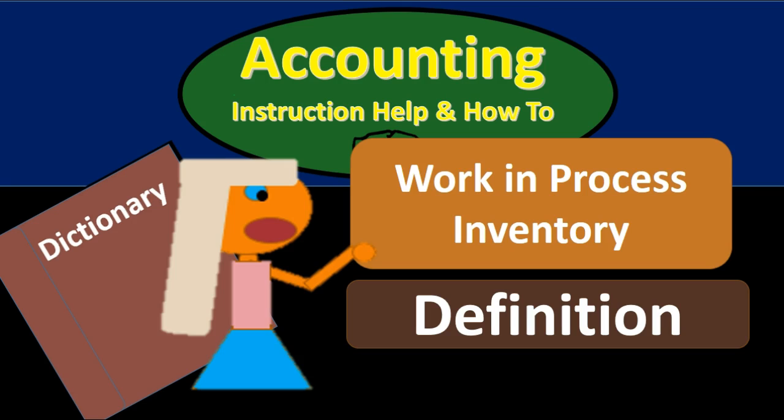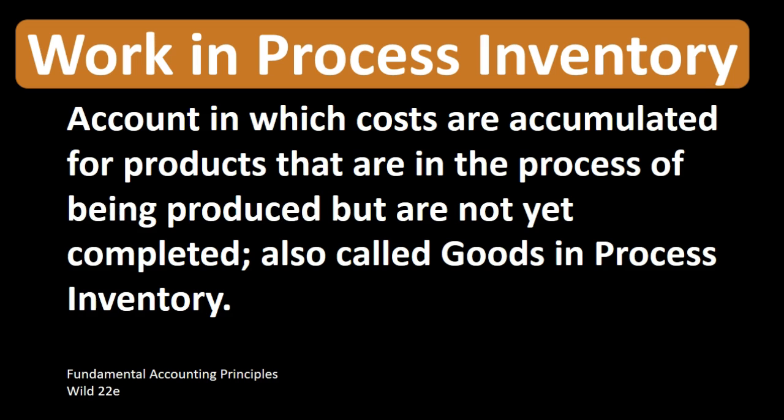Hello, in this lecture we will define work-in-process inventory. According to Fundamental Accounting Principles, Wild 22nd edition, the definition of work-in-process inventory is the account in which costs are accumulated for products that are in the process of being produced but are not yet completed, also called cost of goods in process inventory.